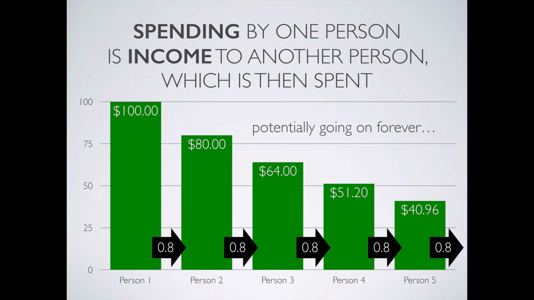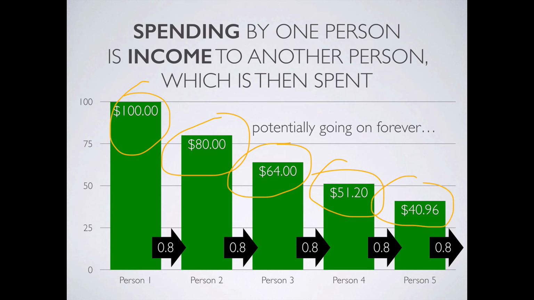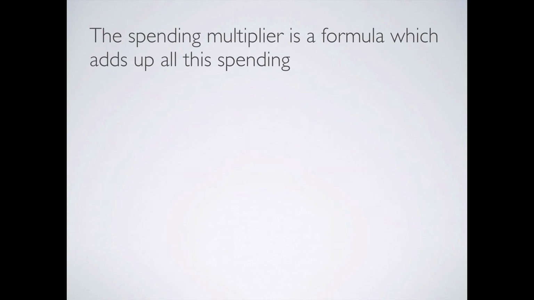This potentially goes on forever. The economy never ends, spending continues to circulate. But look at what's happening here. When we add up all of these things, we've got 100 now, plus 80, plus 64, plus 51.2, plus 40.96, on and on, but it's getting smaller each time. This is going to add up to more than $100. And that's the whole thing that we're trying to understand here, how spending gets multiplied as it works its way through the economy.